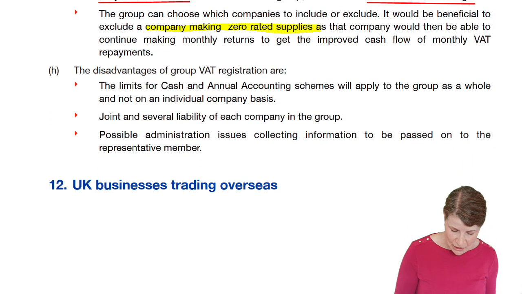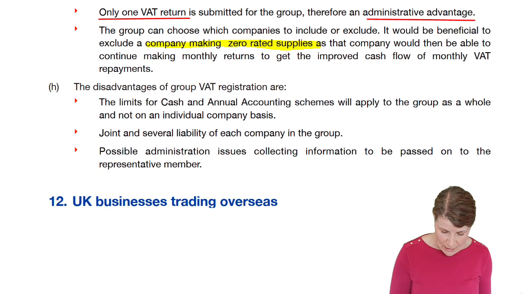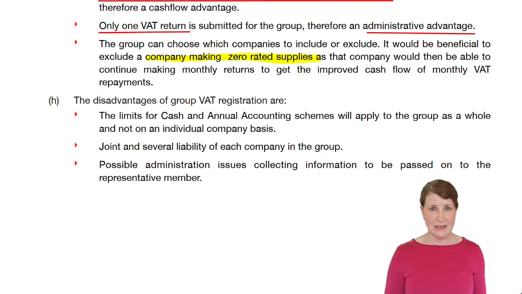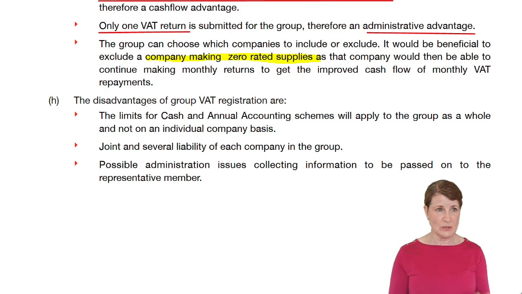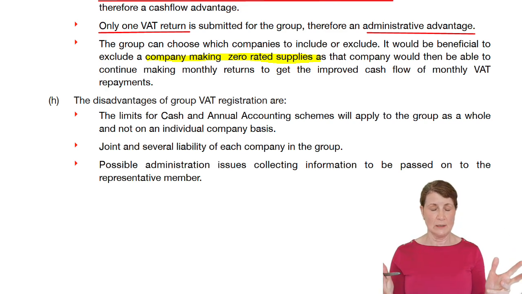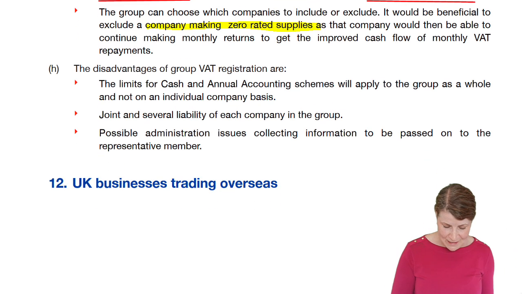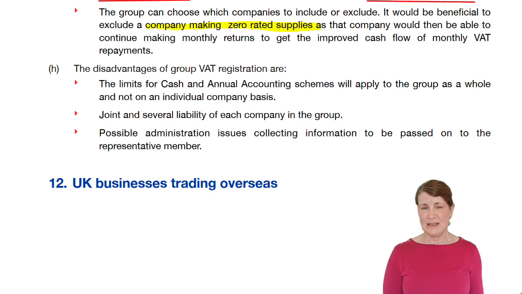Now, the disadvantages of a VAT group registration. Say the limits for the cash and annual accounting schemes will apply to the group as a whole, not on an individual company basis, because remember, we're treating the group as though it were a single entity. The joint and several liability that we've already mentioned is obviously a disadvantage, because HMRC are going to collect the tax off somebody, and basically they don't care who.